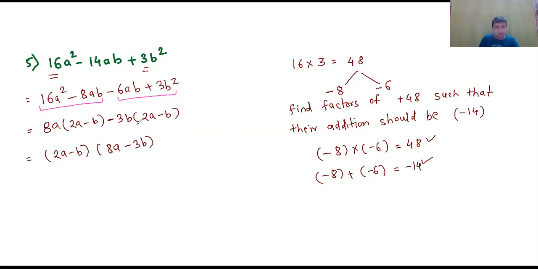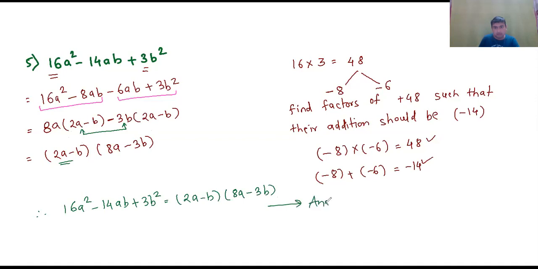Okay, now from these two terms, you have to take 2a minus b common. Therefore 16a square minus 14ab plus 3b square is equal to 2a minus b into 8a minus 3b. This will be your answer.